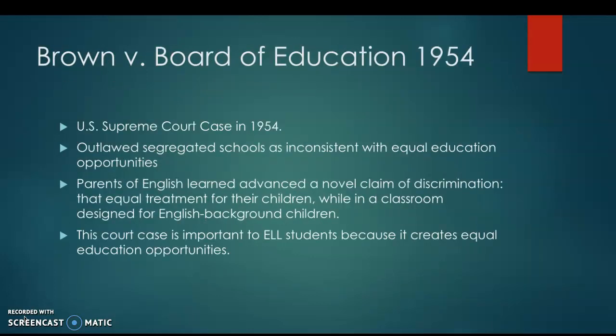Brown v. Board of Education, 1954. This U.S. Supreme Court case in 1954 outlawed segregated schools as inconsistent with equal education opportunities. Parents of English learners advanced a novel claim of discrimination, that equal treatment for their children while in a classroom designed for English background children. This court case is important to ELL students because it creates equal education opportunities.